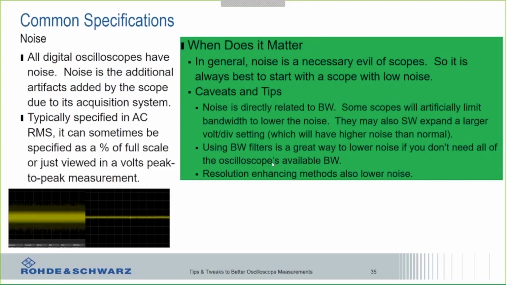Noise is directly related to bandwidth. So some scopes will artificially limit bandwidth to lower the noise, particularly at smaller volt per division settings. Some scopes make software expand to those lower volt per division settings, which will also software expand the noise.